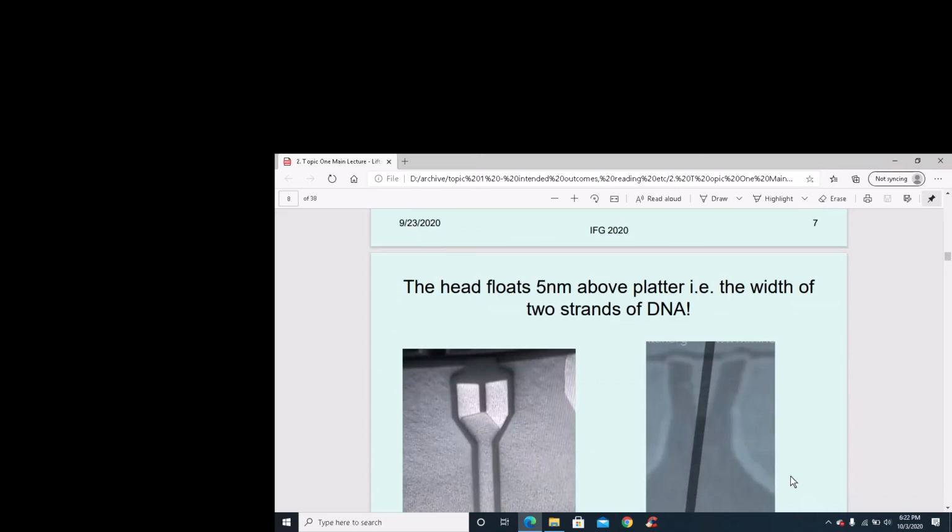So a second interesting thing is that to write data onto the disk, the write head, this hardware device, is going to float approximately 5 nanometers above the platter. And in case you didn't know, 5 nanometers is roughly the width of 2 strands of DNA. Very, very small. Can only be seen with a powerful microscope.